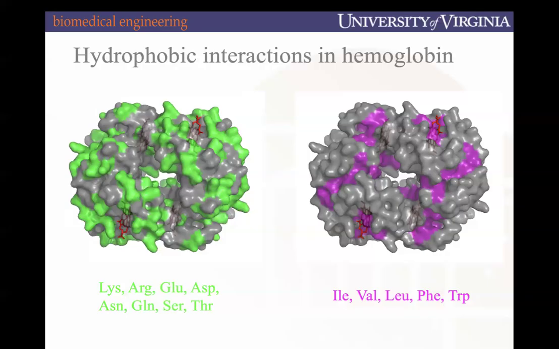And so you're typically going to find hydrophobic amino acids like isoleucine, valine, leucine, phenylalanine, and tryptophan buried within the hemoglobin. Before we apply all of this to sickle cell disease, I'll stop for a couple of questions.